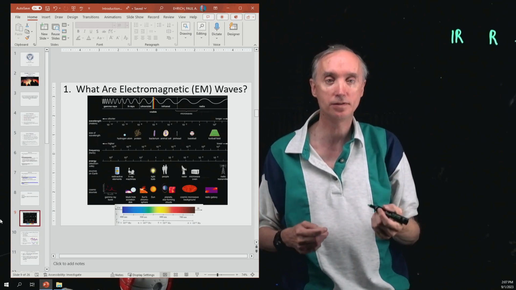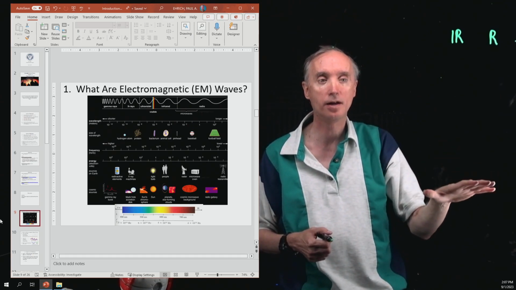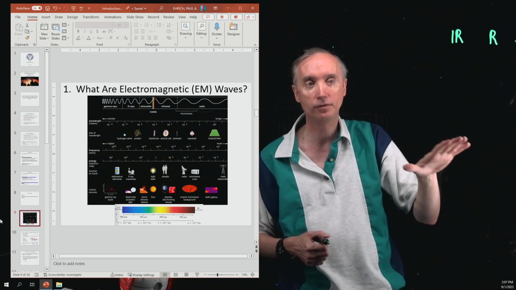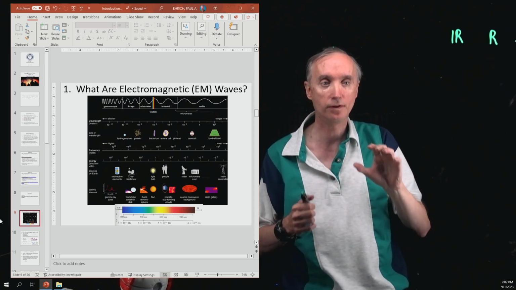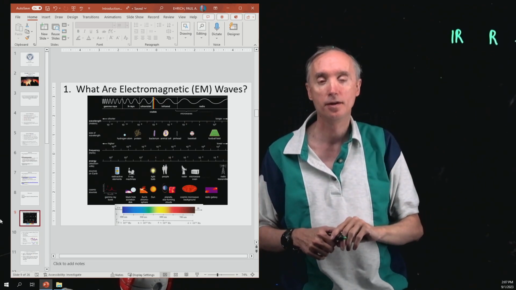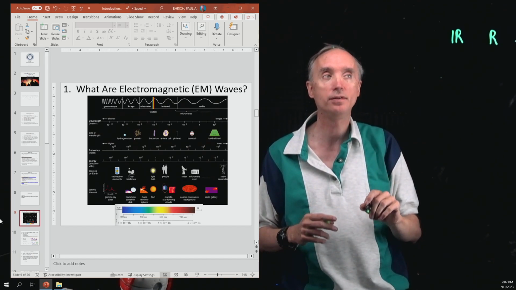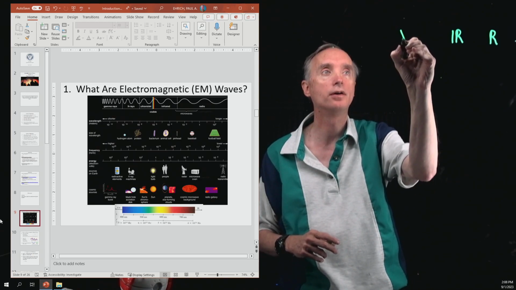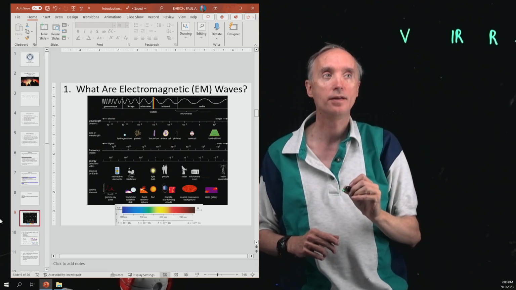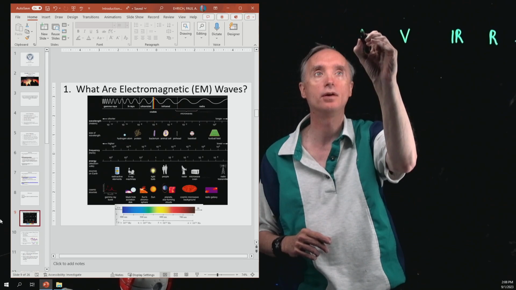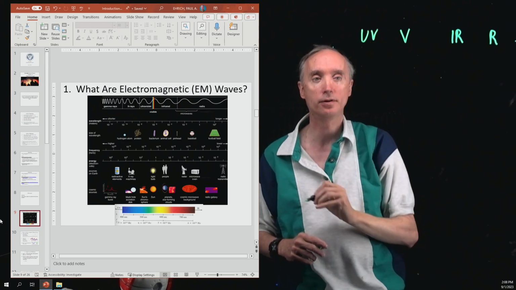So if something is hot, like a stove, it's giving off infrared light. So infrared is part of the electromagnetic spectrum. Okay, then next to it is going to be the visible part of the spectrum. And then next to that is going to be the ultraviolet part.